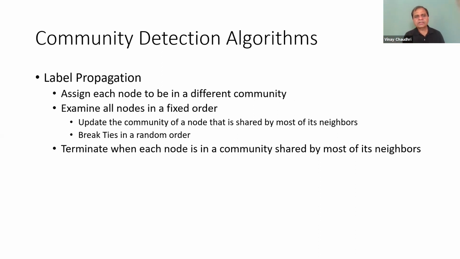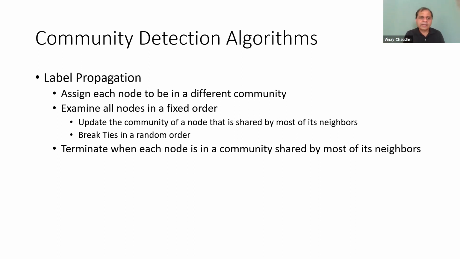In some cases, there may be a tie. For example, if a node has only two neighbors, one of them belongs to community A, the other one belongs to community B. So there is no way to prioritize one over the other. In those cases, we break the tie randomly, and we update the community of that node to the community of one of its neighbors. We keep repeating this process until we reach a condition where each node is in a community which is shared by most of its neighbors.